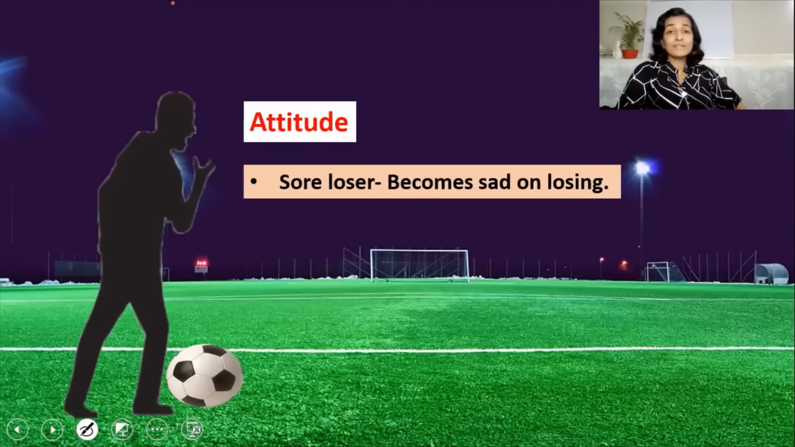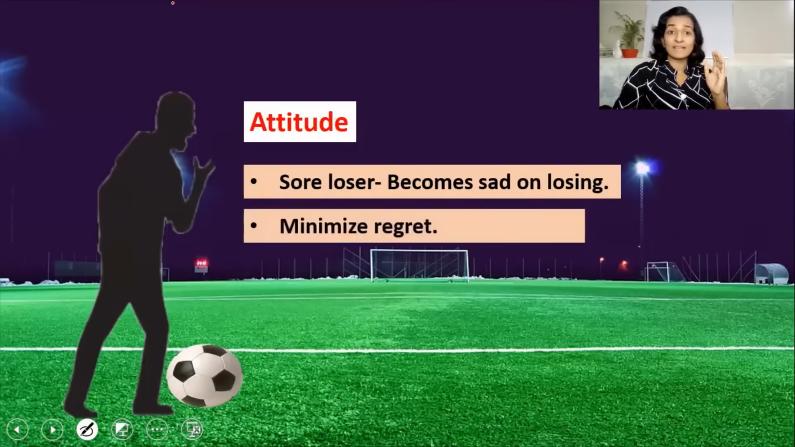So, what they always try to do is they will try to minimize their sadness or minimize their regret. Now, what do you mean by regret? Suppose you go to a shop and buy a cake for $10. And on the way home, you see the very same brand of cake in another shop and it is priced only at $8. So won't you feel sad? Won't you feel that regret?